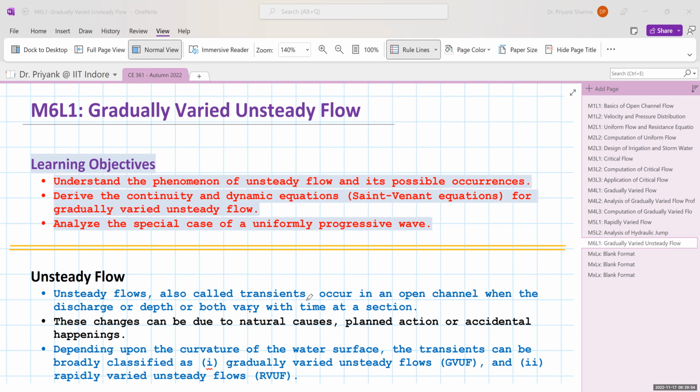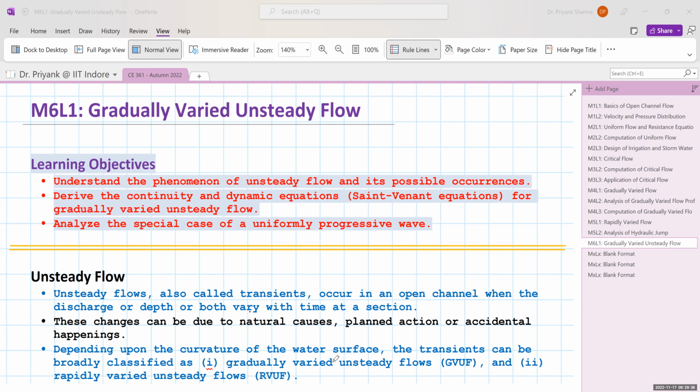This can happen due to some natural causes, some planned action or accidental happening. Natural causes can be landslides, so they can cause some unsteady flow phenomena. A planned action is, for example, releasing water from a dam or reservoir through some human control. And an accidental happening can be a burst of a pipe, or a burst in a hydropower plant, or a dam break scenario.